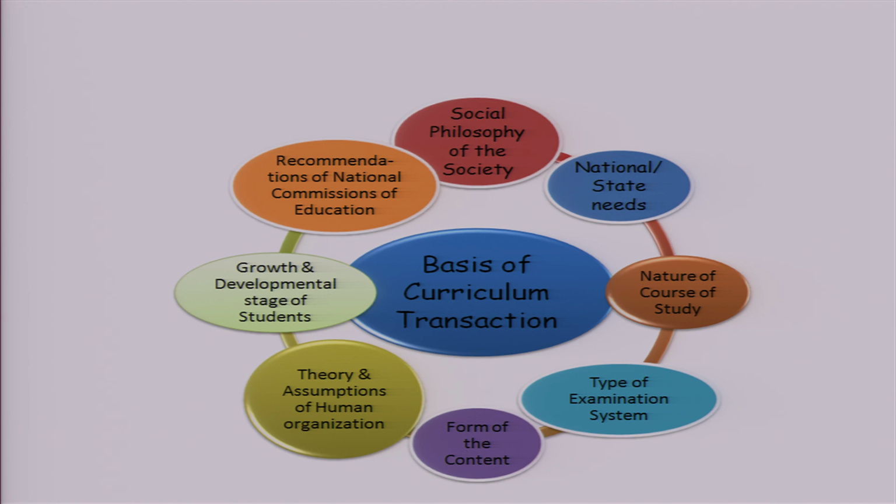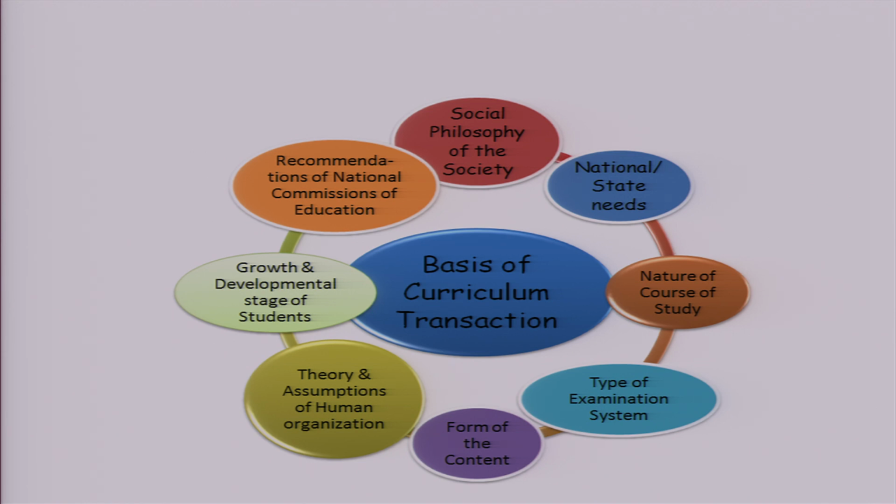Next, we will discuss the basis of curriculum. When we look at the basis of curriculum transaction, there are varieties of things coming under it. The first one, the social philosophy of the society. Second, national or local needs. Third, nature of course of study. Next, type of examination system. Then form of the content, theory and assumptions of human organization. Next, growth and developmental stage of students. Then recommendations of National Commissions of Education. Let us discuss one by one what comes under each aspect.